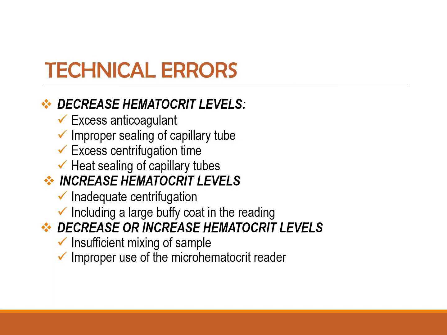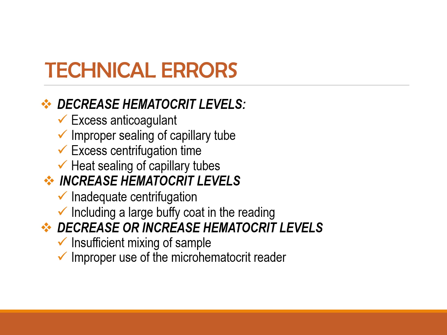The following are some of the technical errors encountered when performing the hematocrit method. The technical errors are divided into three. We have the decreased hematocrit levels, the increased hematocrit levels, as well as the decreased or increased hematocrit levels. Under the decreased hematocrit levels, these are the following reasons. We have the use of excess anticoagulant. An increased concentration of anticoagulant decreases the hematocrit reading as a result of erythrocyte shrinkage.